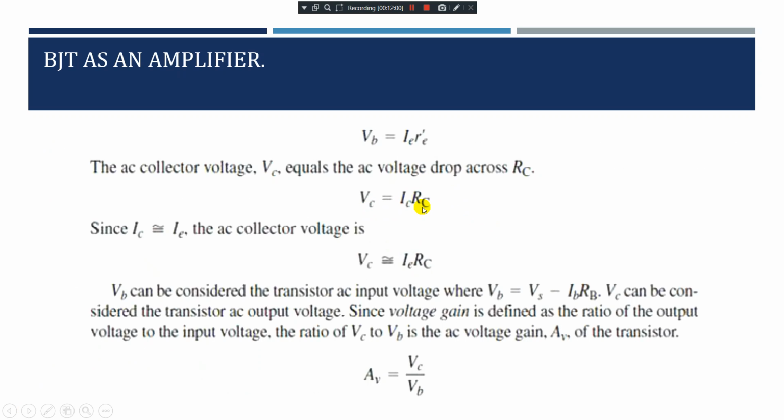VC is equal to IC into RC. Ohm's law: voltage is equal to IC into RC, since I is equal to V by R. Since IC is approximately equal to IE, the AC collector voltage is VC is equal to IE into RC. Why is it approximately equal to IE?